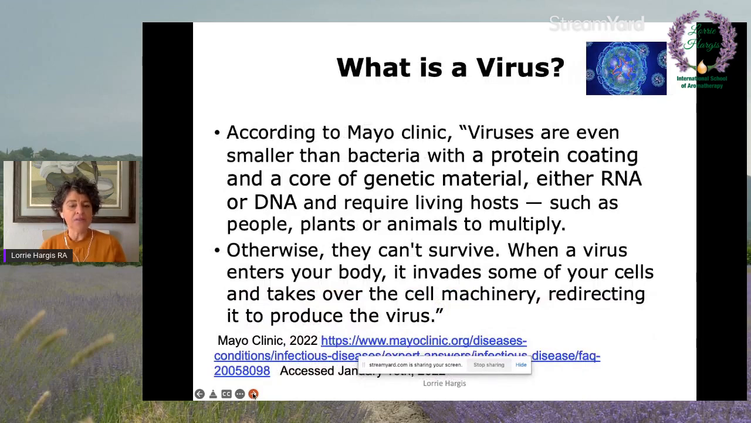So what is a virus? According to the Mayo Clinic, viruses are even smaller than bacteria. So if you can imagine that, they're smaller than bacteria with a protein coating and a coat of genetic material, either RNA or DNA, and require a living host, such as people, plants, or animals to multiply. So that's why they can multiply on us, right? We are living host. Otherwise, they can't survive. When a virus enters your body, it invades some of your cells and takes over the cell machinery, redirecting it to produce the virus.